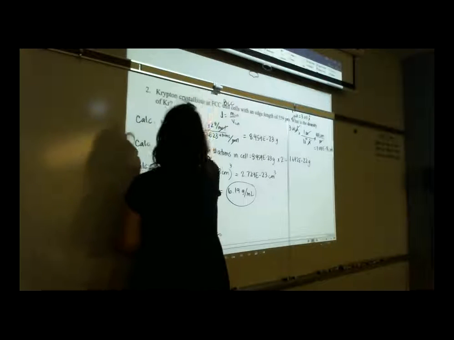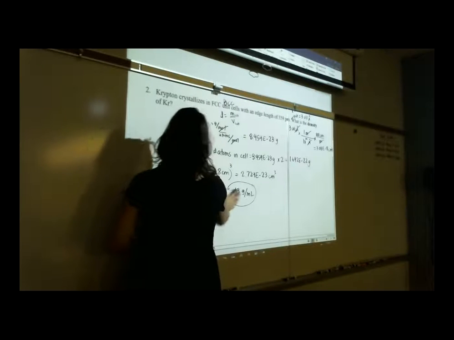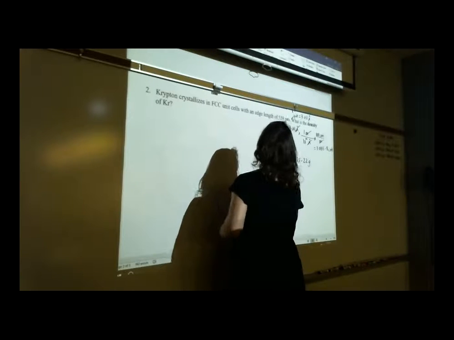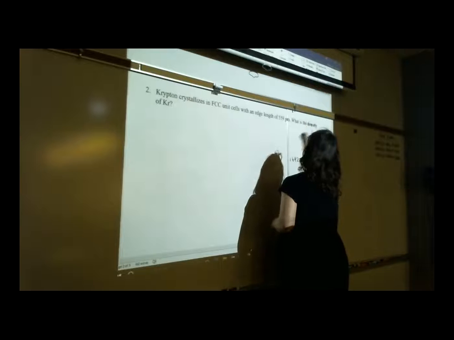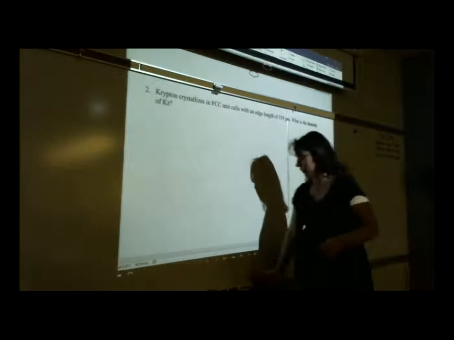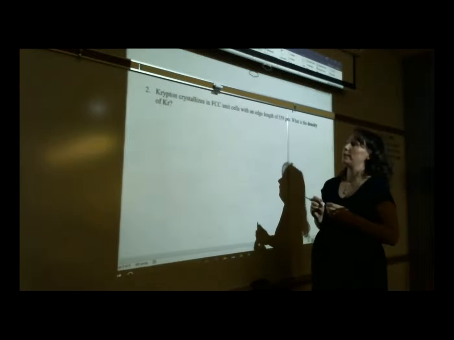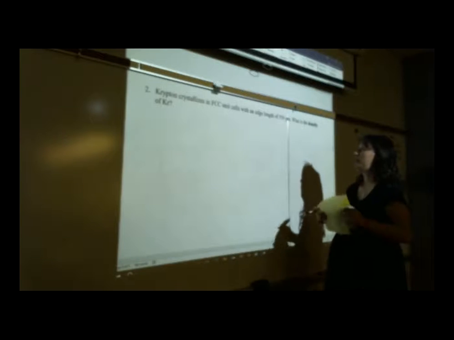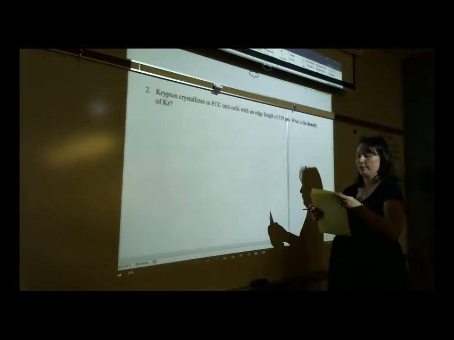All right, this time we're dealing with krypton. It's face-centered cubic, we're told. And again, we're going to calculate density. So we're going to use the exact same procedure, but this time it's face-centered cubic. And we've got edge length in picometers.